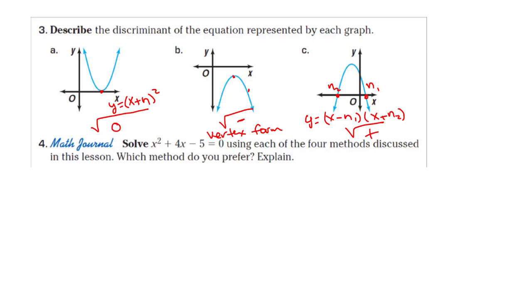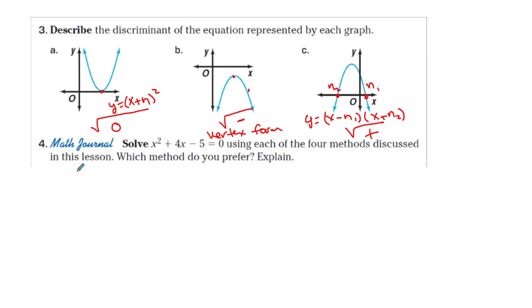Okay, math journal. Solve x squared plus 4x minus 5 equals 0 using each of the 4 methods described in this lesson. Which method do you prefer? So this is going to be work because there's 4 parts to it. But if you can do this, you're set for these. The only way you can mess up would be maybe with some more complicated numbers. So we want to do it with the guess and check method first. Remember the order of operations.